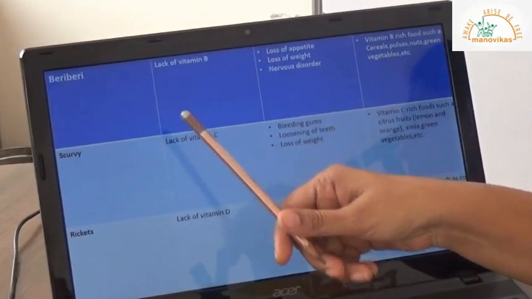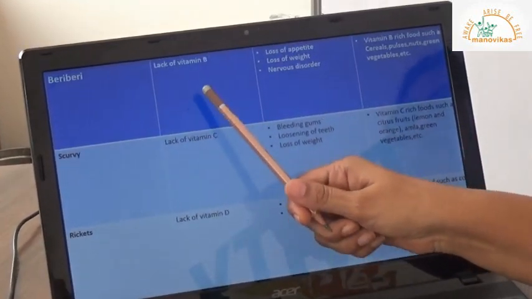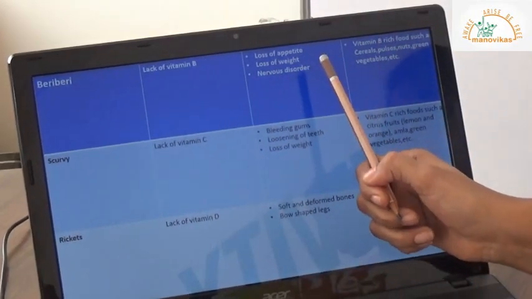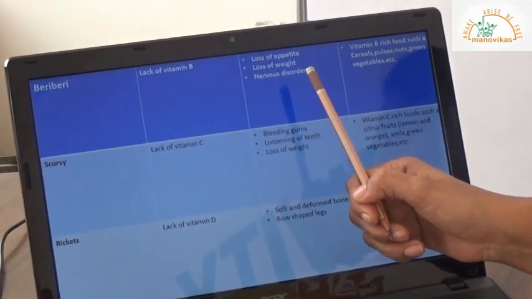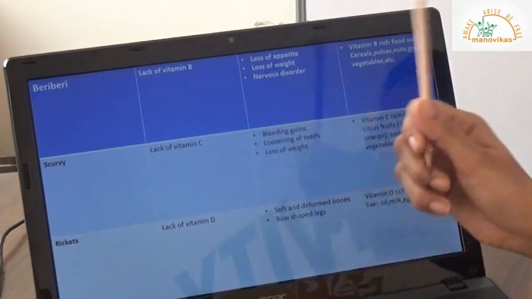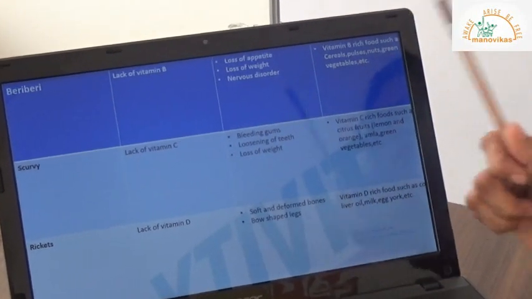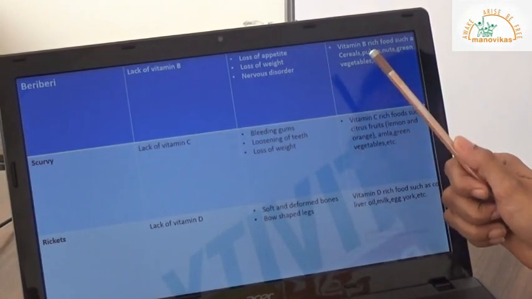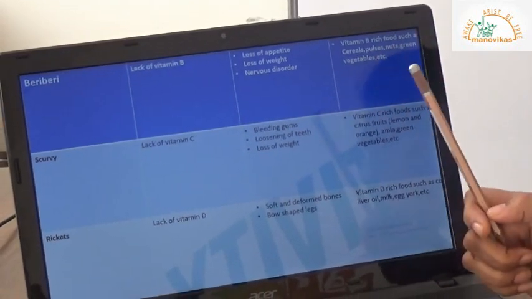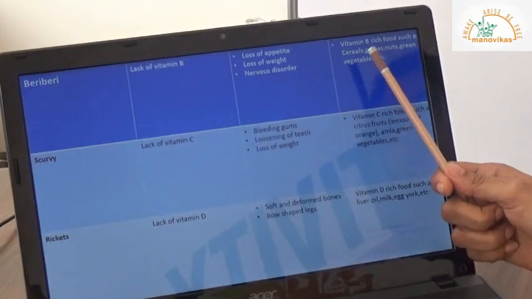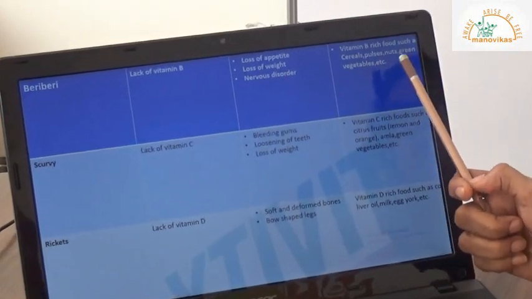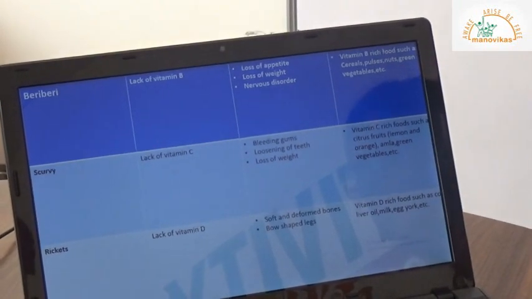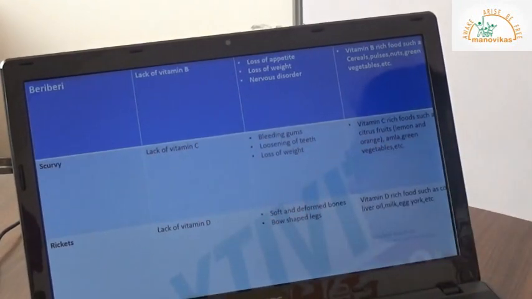Beriberi is a disease that is caused due to lack of vitamin B. The symptoms are loss of appetite, you don't feel like eating, loss of weight and brain disorder. This can be treated by including vitamin B rich food in the diet, such as cereals, pulses, nuts and green vegetables. The next disease is scurvy.